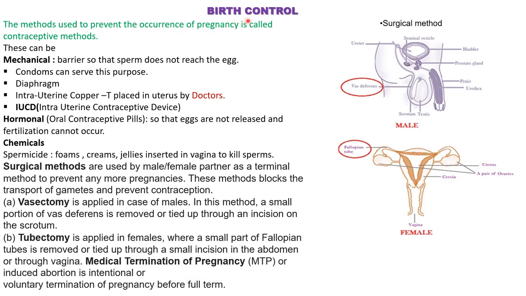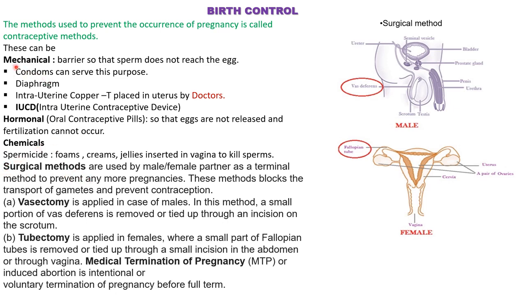Now coming to birth control, because overpopulation can only be controlled by birth control methods. There are different types of birth control methods. Why do we need to know this? To prevent pregnancy, or to prevent unwanted pregnancy, which is very important for youth to learn about. We use different methods, and these methods are called contraceptive methods. Let's see the different methods. We have divided them into different parts. One is the mechanical method, a mechanical barrier. Then hormonal, then chemical, and then surgical methods.